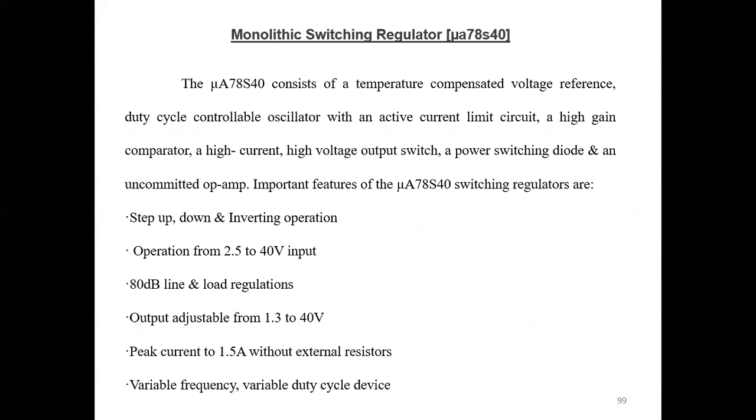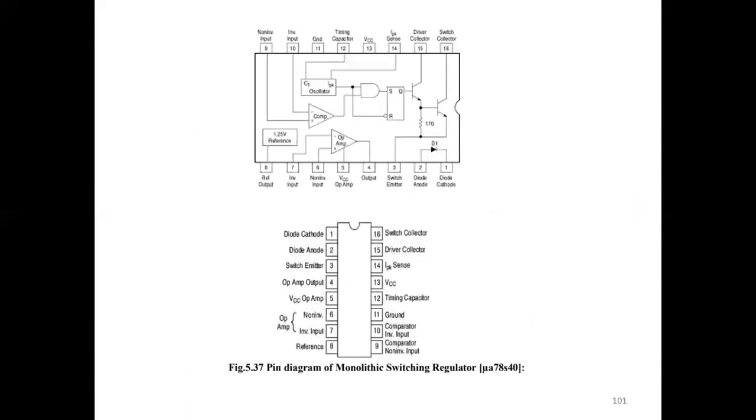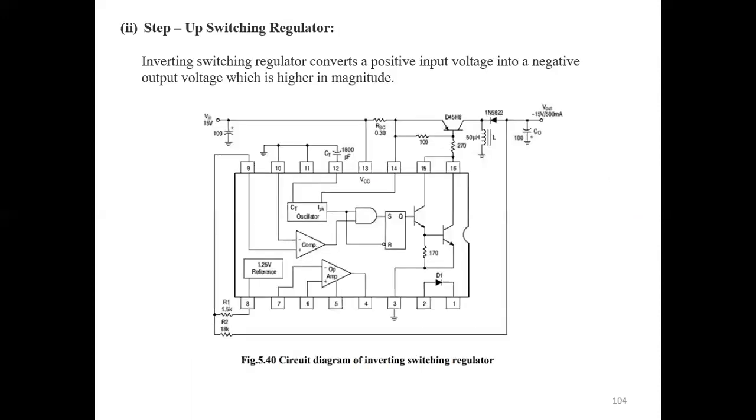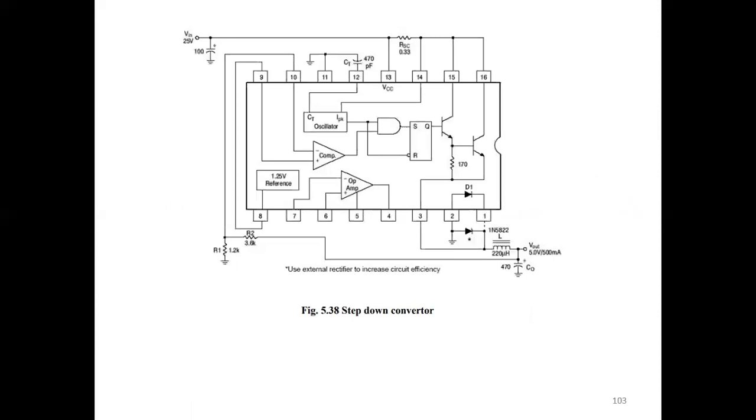Okay, this is a monolithic switching regulator. In this example we have a comparator, then different models of monolithic regulators, like step down switching regulator and step up switching regulator. Okay, they are not mainly used, but we have to know the different models.